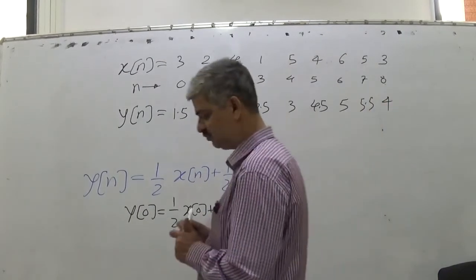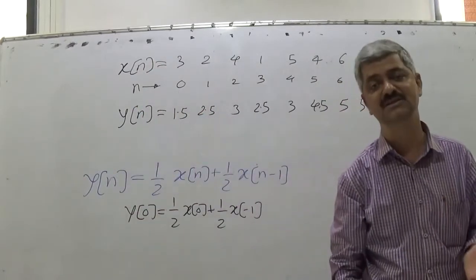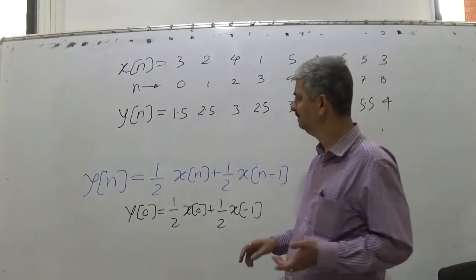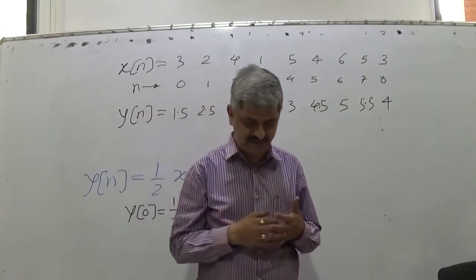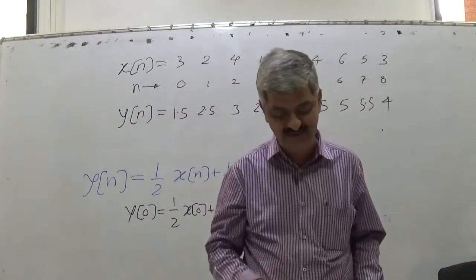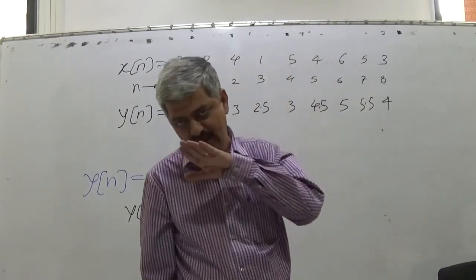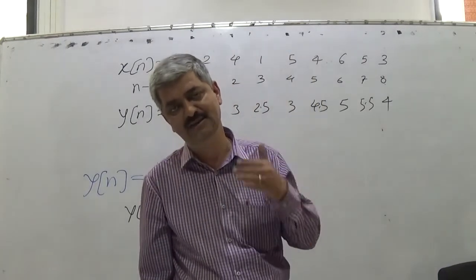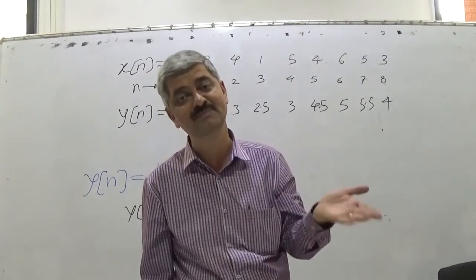Right. So what is Yn? Yn is the average of current and previous samples. This is what the actual system is. It can be the average of the current and previous sample, or the average of the current, previous and previous-to-previous sample, or it can be a weighted average.